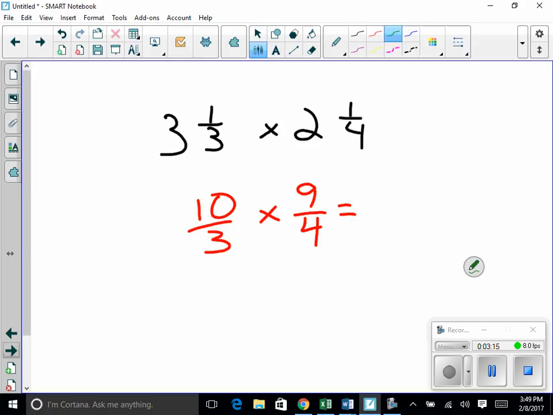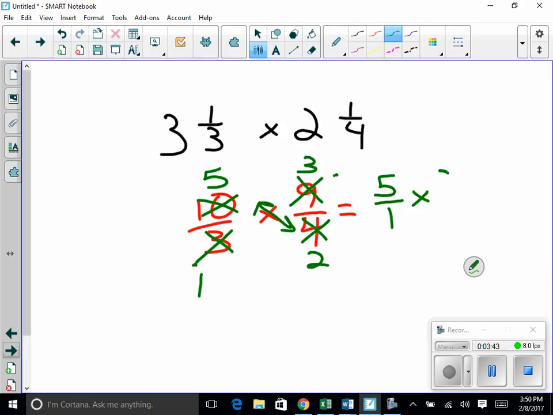So what I'd like to do is take a look at this 3 down here and this 9 up here and see if 3 goes into 9, which I know it does. It goes in 3 times. And then 3 goes into 3 one time. And then let's look at the 4 and the 10, just like this. 4 and 10, I know that 2 goes into both of them, so 4 divided by 2 is 2, and 10 divided by 2 is 5. And now our new problem is 5 over 1 times 3 over 2, and that equals 15 halves, or 7 1/2 is your answer.